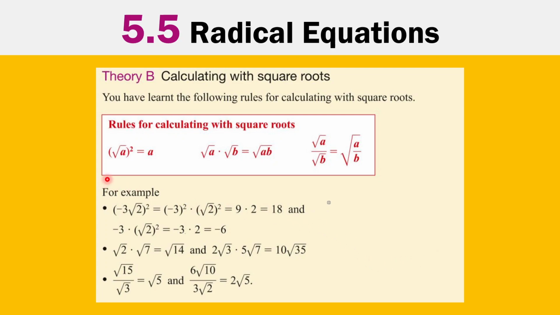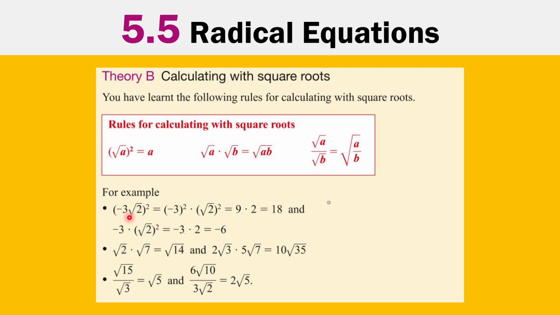Which rules? For example, root a squared is equal to a. Remember, a root and a square cancel each other out. Root a times root b is the same as root ab. And if I have root a and root b divided, that's the same as taking the root of that whole fraction. And you're just going to practice with this again, with exercises like this.